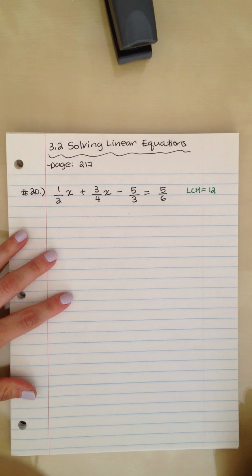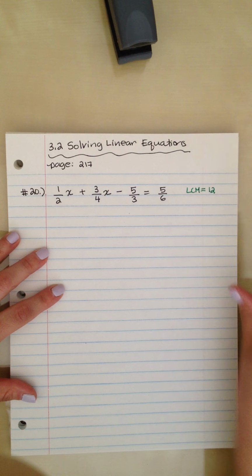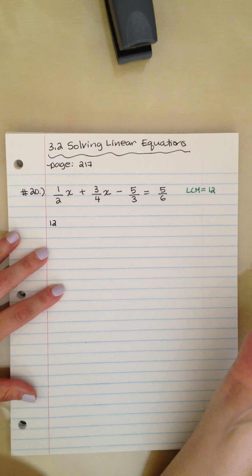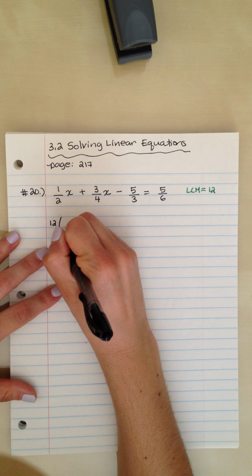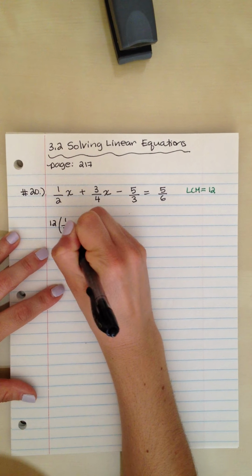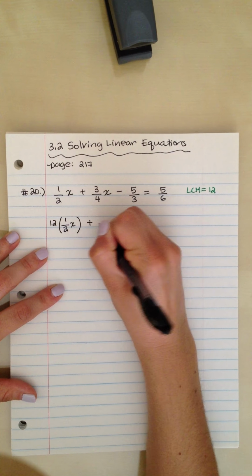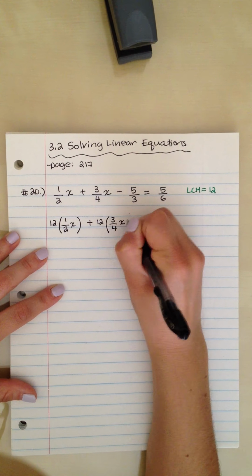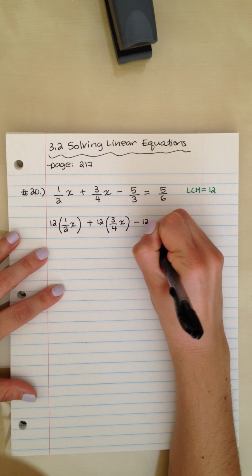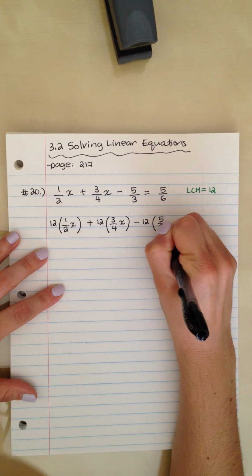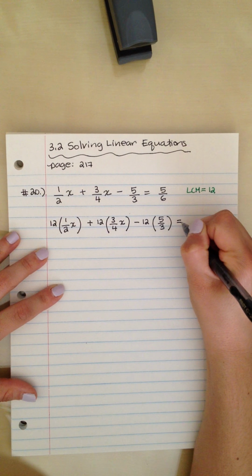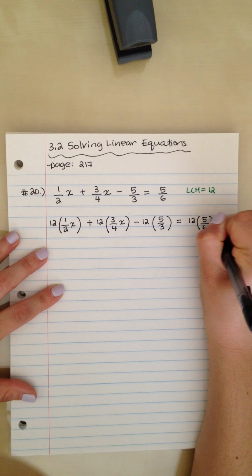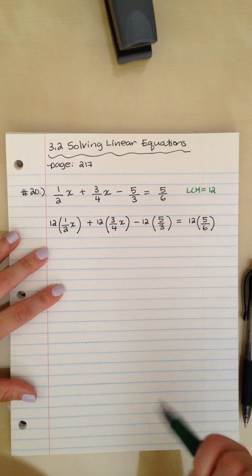So let me write this out. Just to try to be neat here, we're going to multiply, so we write 12, and this is 12 in the numerator, by the way, times 1/2 x plus 12 times 3/4 minus 12 times 5/3 equal to 12 times 5/6. Okay, please remember 12 is in the numerator.